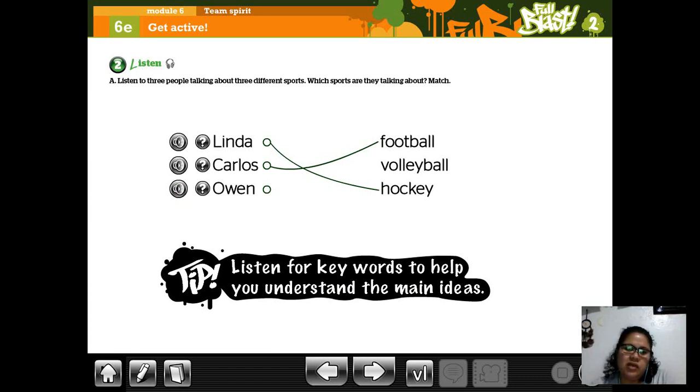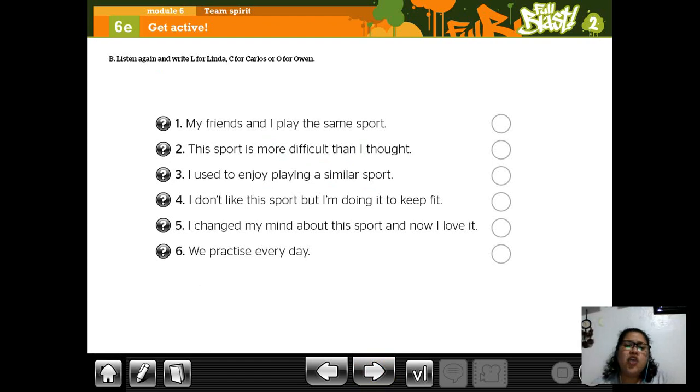Well, the last one is volleyball. Yay! Right? So those are the three different sports. Now, what we're going to do next, we're going to listen again. And this time, you guys are going to write L for Linda, C for Carlos, and O for Owen, okay? Depending on who mentions each statement, that is the initial you're going to put, okay? So we're going to listen first, okay?